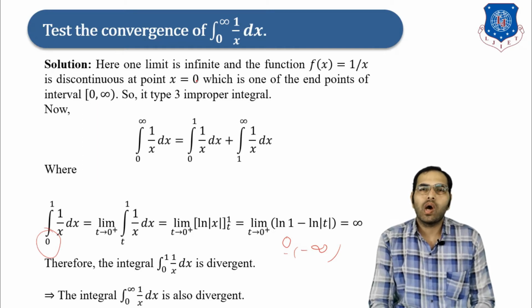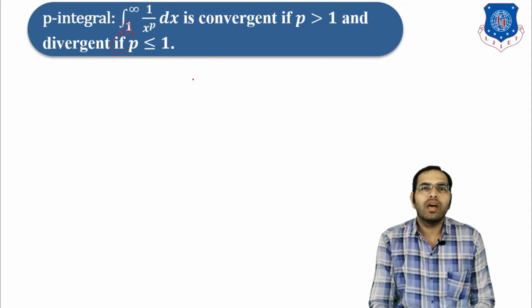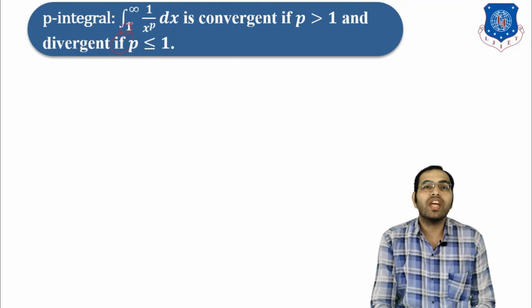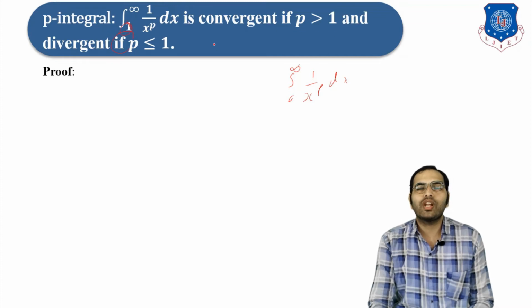Let's see the next topic, which is the p integral. Integral 1 to infinity 1 upon x raised to p dx is convergent if p greater than 1, and it is divergent if p less than or equal to 1. Here it is not necessary that the lower limit is 1, but suppose it is limit a to infinity, then also our condition will be the same, means it is convergent if p greater than 1, and it is divergent if p less than or equal to 1.